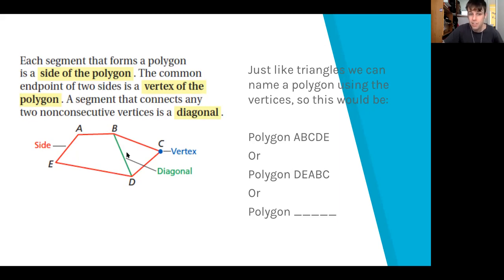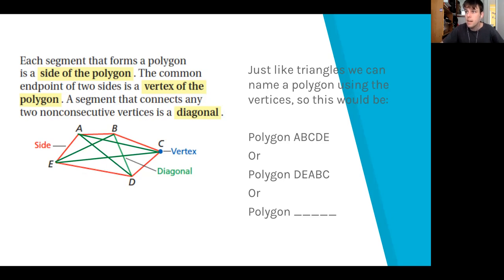And then a diagonal. This green line here in the middle is called a diagonal. A diagonal is any line segment that connects one vertex to another that's not also a side. So we could go from E to B, A to D, E to C, A to C. I think those are all the possible diagonals for this figure. But the more sides our polygon has, the more possible diagonals could be drawn.